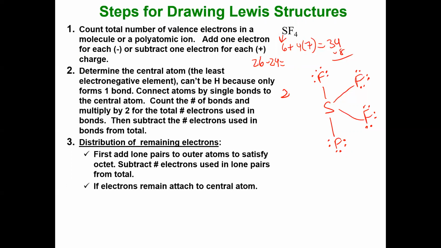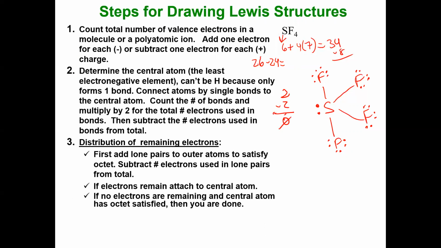So what do I do? Well, that's what this part, distribution of remaining electrons, is. If electrons remain, attach them to the central atom. So I'm going to attach 2 as a lone pair. There's no more left. So if the central atom has an octet, you're done. It's expanded the octet. Why did it expand the octet? Well, sulfur can. And we see that it actually has a formal charge of 0, because there's 6 valence electrons in sulfur, there's 4 bonds, and then the 2 electrons in the lone pair give me a formal charge of 0.